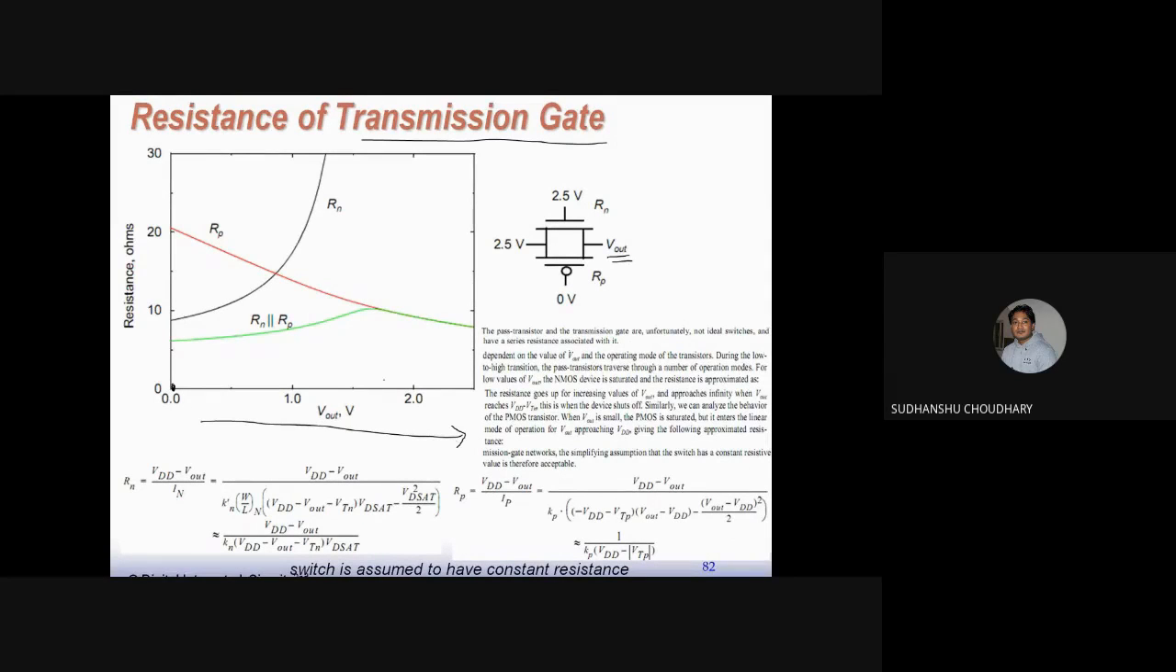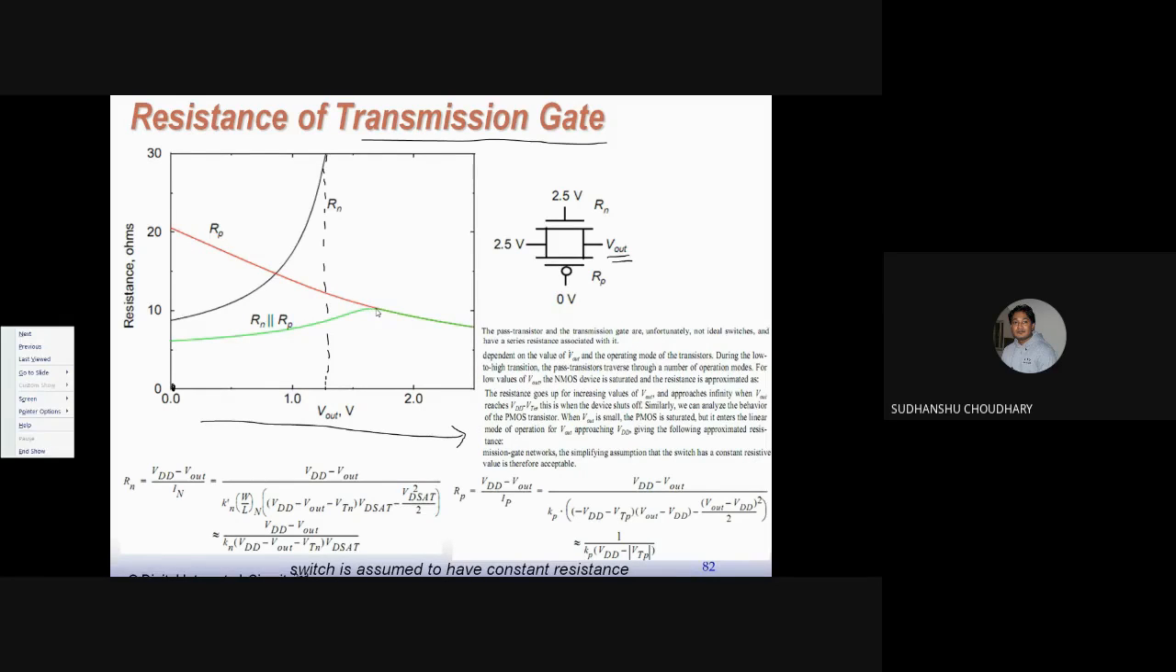Okay. So when Vout reaches VDD minus VTN, somewhere here at this point, my NMOS switches off. Okay. So when NMOS switches off, it represents an infinite resistance. So the resistance of NMOS increases when Vout increases, and at this point NMOS switches off when its resistance becomes infinity, okay. And the resistance of PMOS decreases, okay. NMOS increases, PMOS decreases when Vout increases, okay.